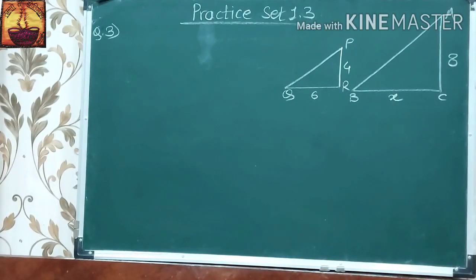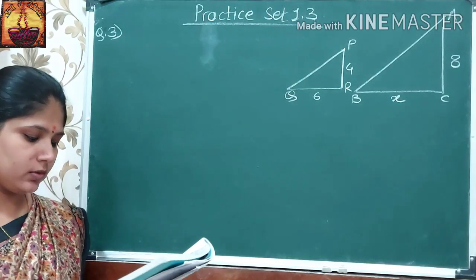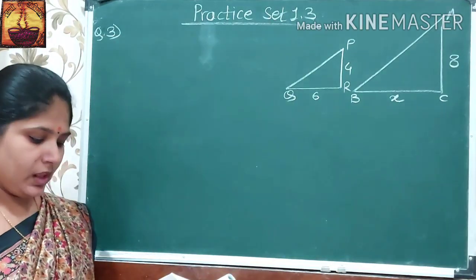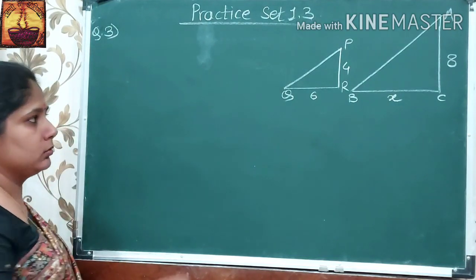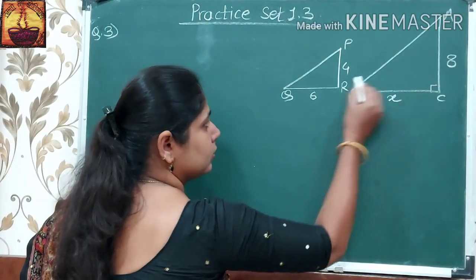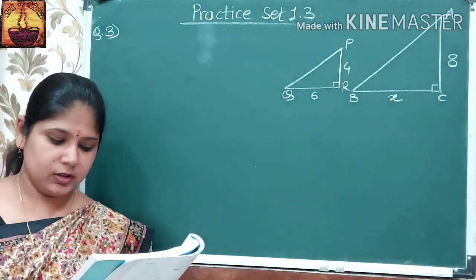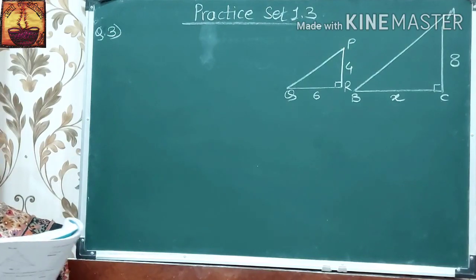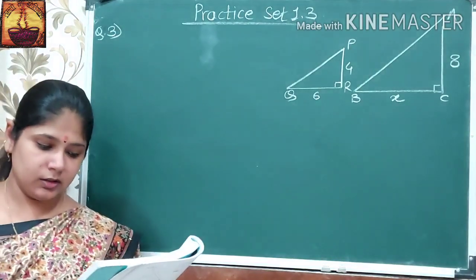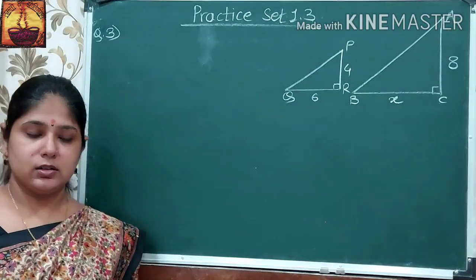Now third question is, as shown in figure, two poles of height 8 meter and 4 meter are perpendicular to the ground. Therefore, do your perpendicular sign. If the length of shadow of smaller pole due to sunlight is 6 meter, then how long will be the shadow of bigger pole at the same time?